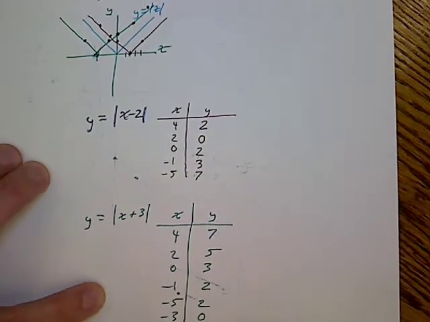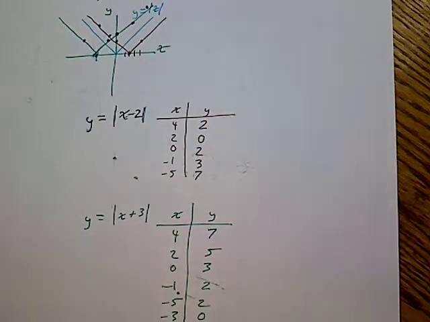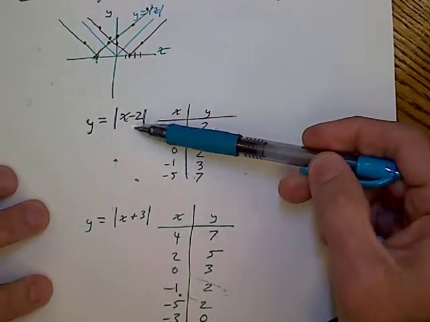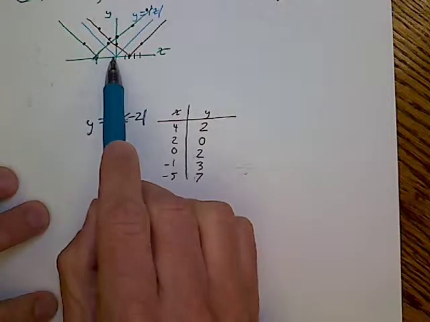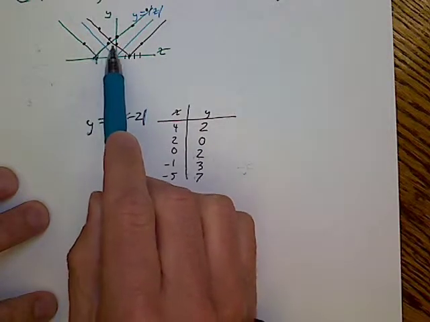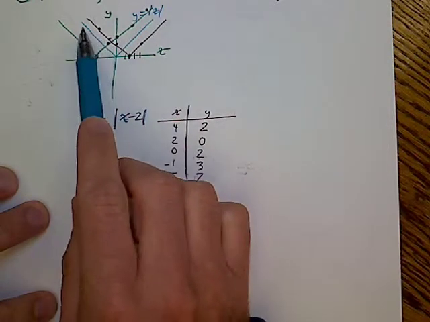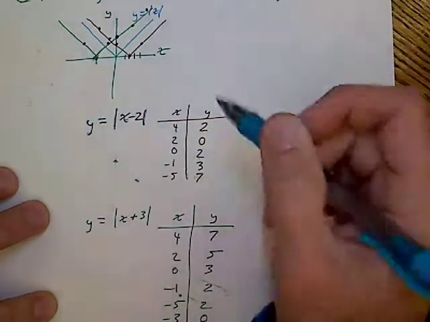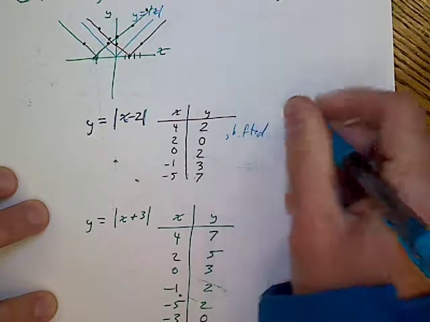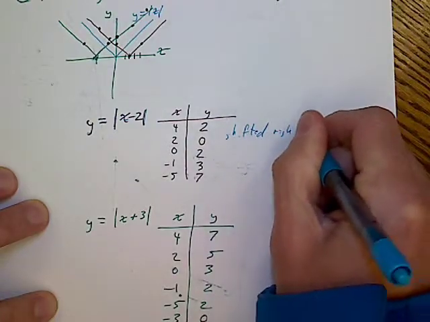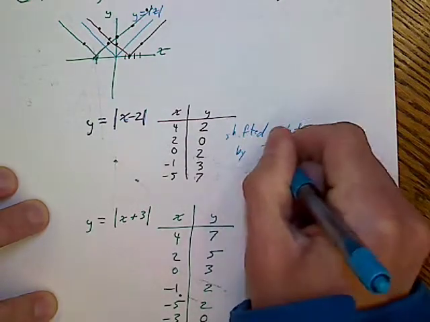You have to come back and look at these graphs pretty carefully. It appears that making this x minus 2 took my graph and shifted it over 2 to the right. And if you look very carefully, that's all we've done. This appears to have shifted right by 2.